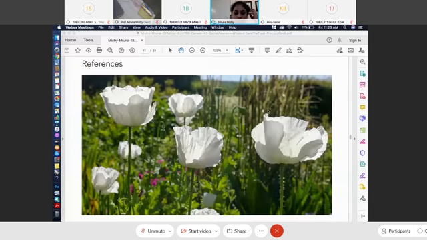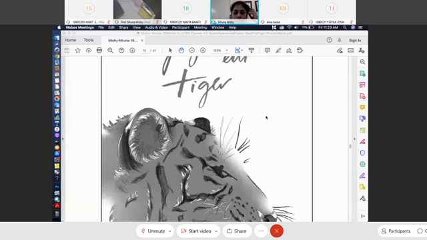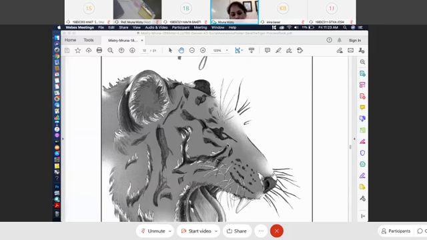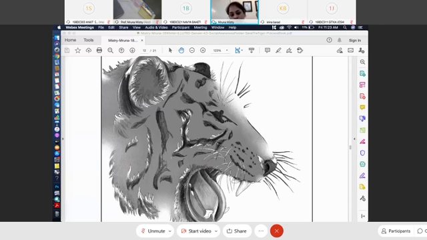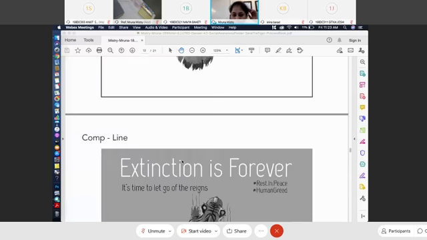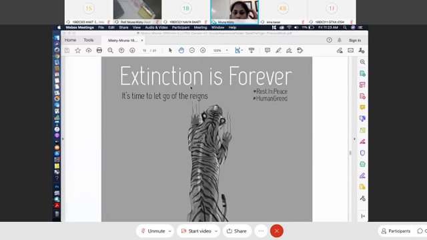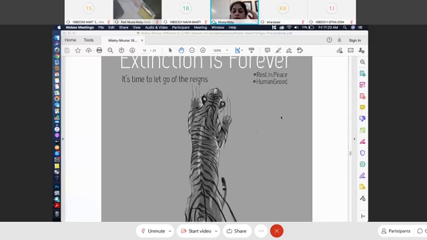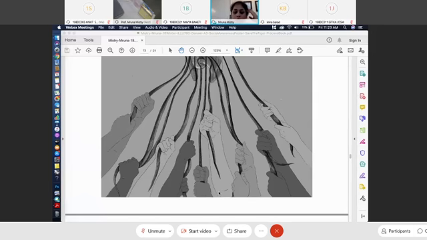Just the references for these. And then we do what we call line comps, okay? So bring them up to the line workstation, where I combine line and values. So this was one of the ideas. You see the poacher there, and the tiger's stripes or markings are actually the forest burning up. This was supposed to be a poster, so it obviously goes hand in hand with text, but the idea is that it should work without the text.